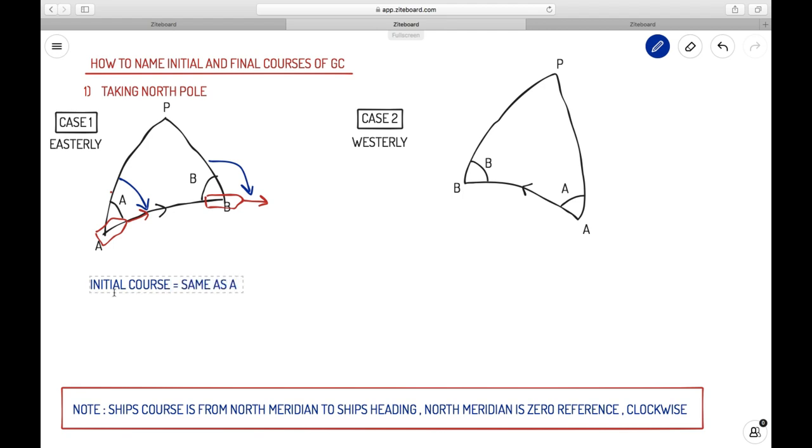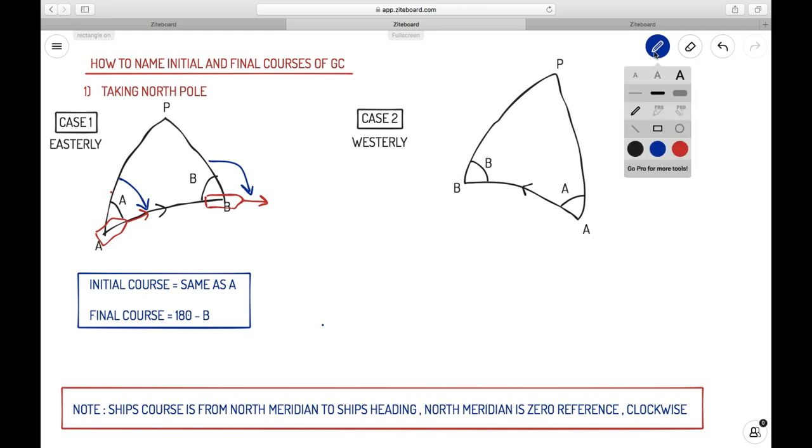So in this case, we found the initial course is the same as A. You found the A, you see at this, it will be the same as your angle A. In this case, you know angle B, and you know this is a straight line, so the angle will be 180, and your course is this blue line, that's your final course. So from the diagram you can easily determine your final course will be 180 minus B. So we are done with this. Now let us move into the westerly case.